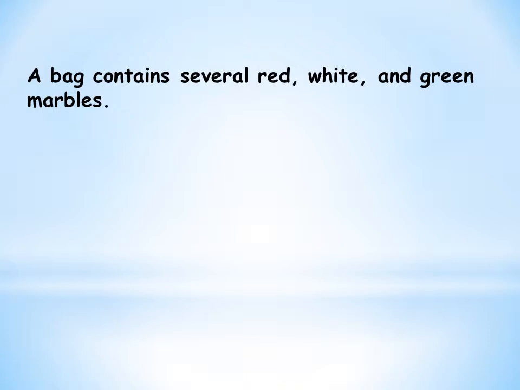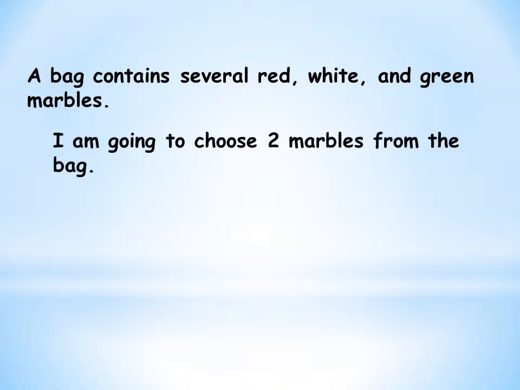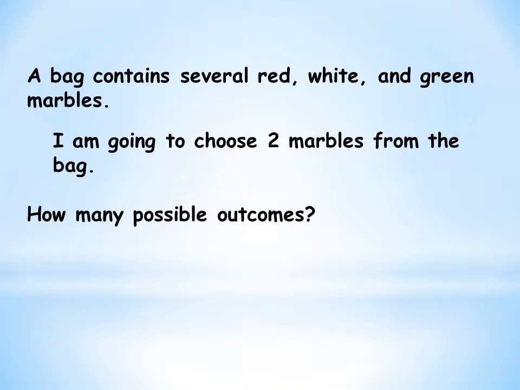Let's take a look at another example. A marble bag contains red, white, and green marbles. If I'm going to choose 2 marbles from the bag, how many possible outcomes are there? Well, I have 3 things, red, white, and green, and I'm going to choose 2. So I'm going to take 3 and square it, or take 3 times 3, because the first time I have 3 chances, and a second time I'm going to have 3 chances.